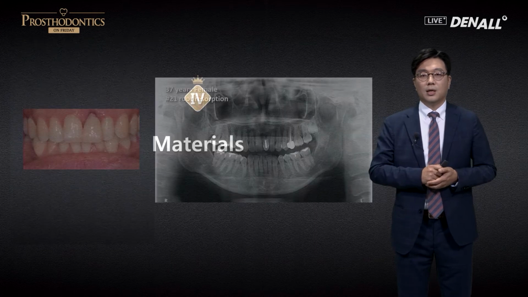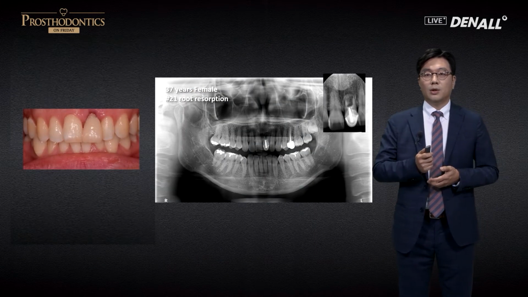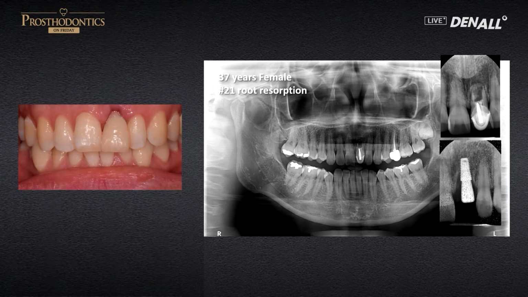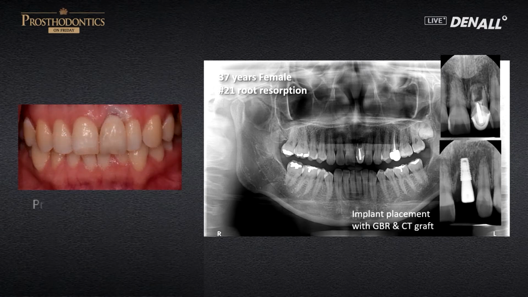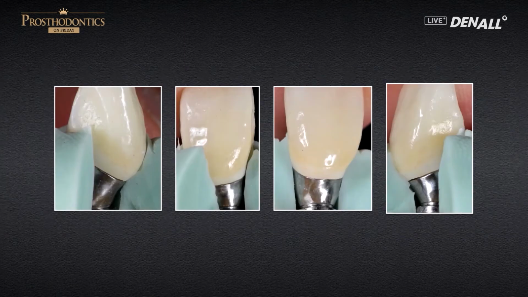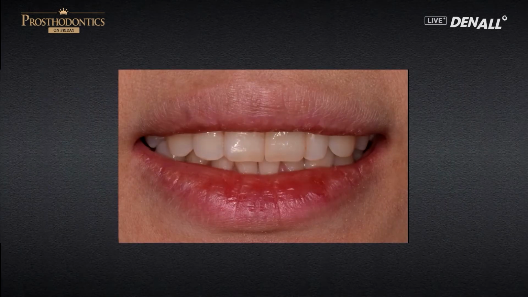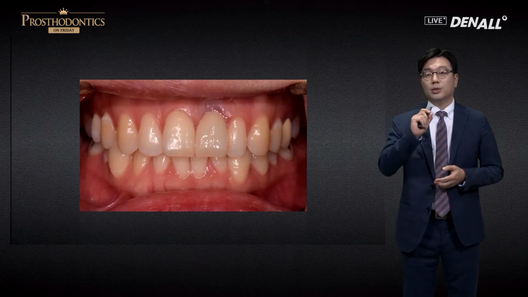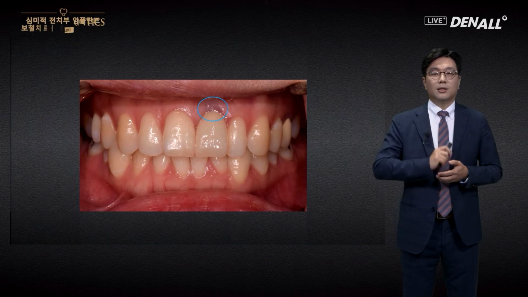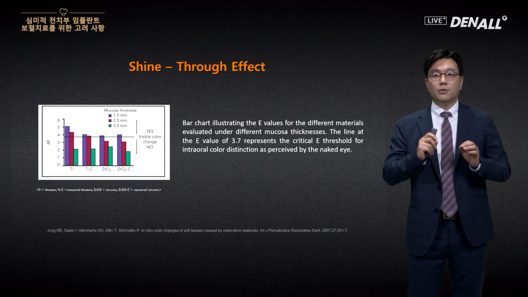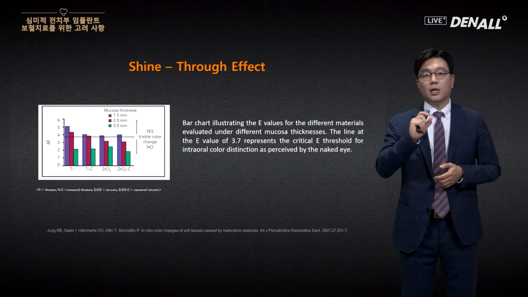Lastly, I would like to talk about materials. This patient had severe resorption. It's extracted, an implant is placed, temporization is done. After it is stabilized, the shape is created. It looks pretty good. However, on the top, the thin portion, the titanium abutment is showing. That is called shine-through effect.